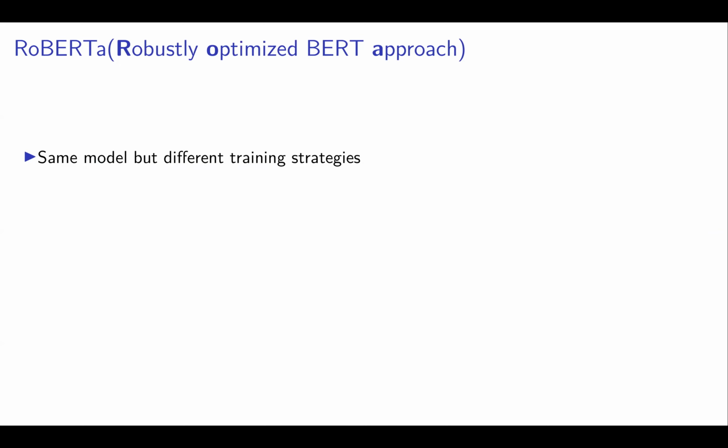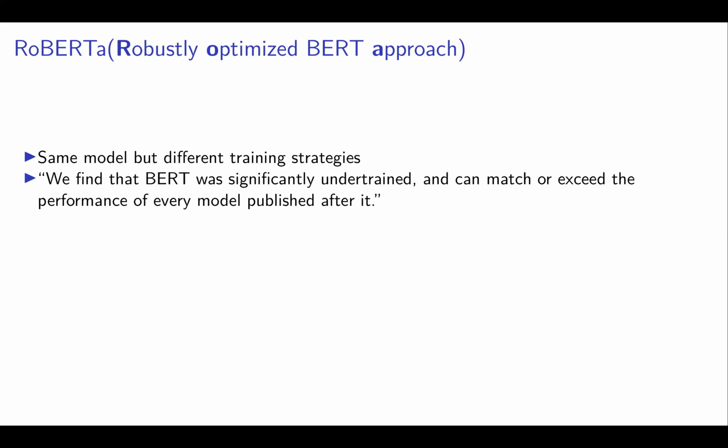RoBERTa is made by Facebook. It's an optimized version of BERT, so it uses the exact same model, but the training strategy is different. This is something I want to emphasize: in deep learning, what matters is not only the model. Sometimes the model actually doesn't matter that much, but the training strategy really matters. However, you might say, hey, the training strategy doesn't contain much math, it's more like techniques than a science. Yes, that's true.